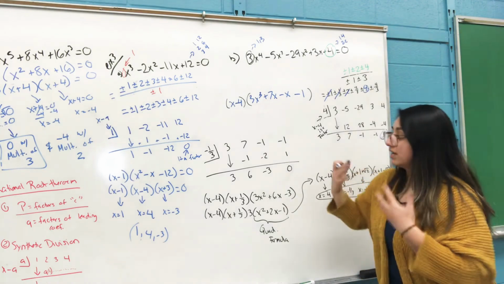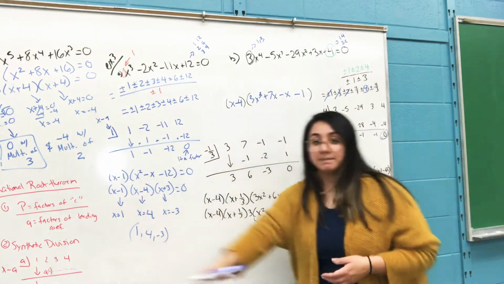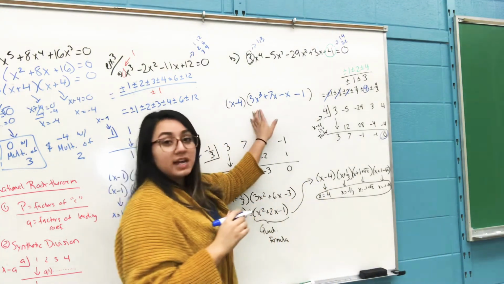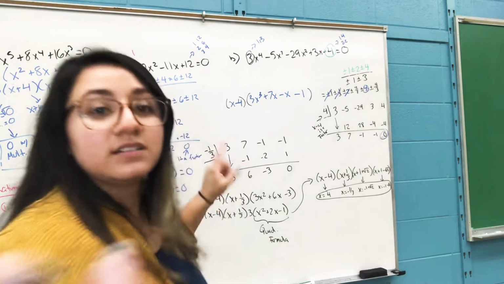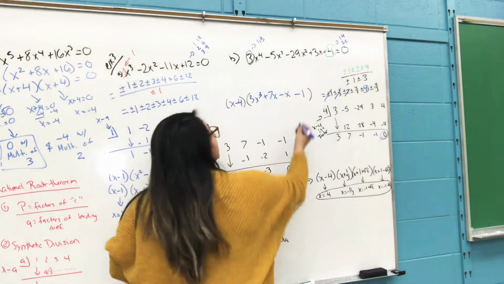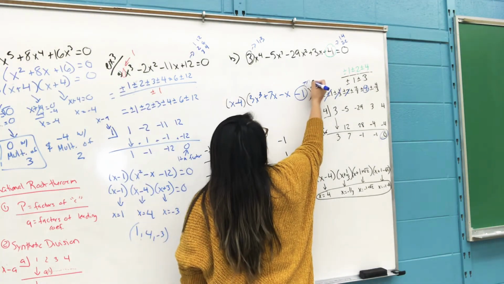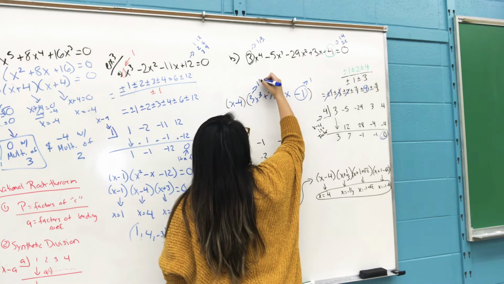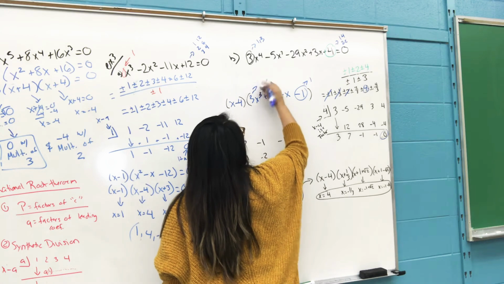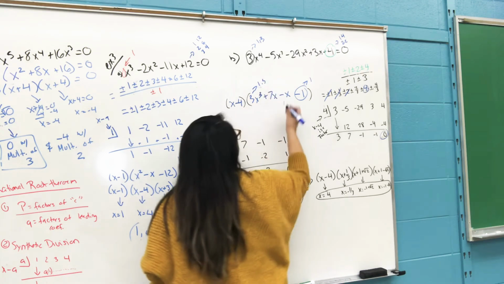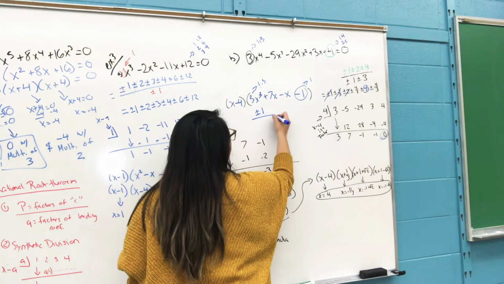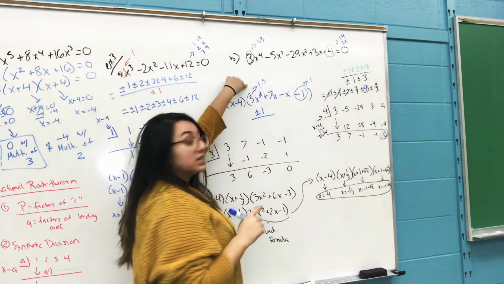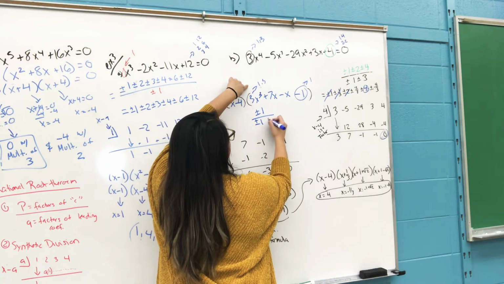Now we have to do the same thing we did over there. We have x plus 4, which will be left to the side, but now we're going to be focusing on this polynomial here. We have our constant, which is 1. Factors of 1 is just 1. And the factors of your leading coefficient are 1 and 3. So then you're going to have plus or minus 1 over your factors of the leading coefficient, 1 and 3.